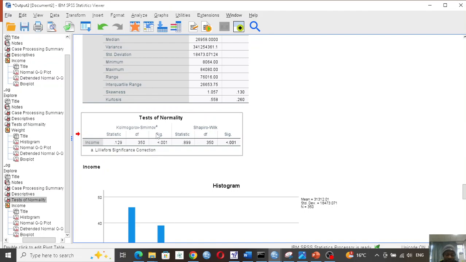Now let's see. When you check this one with the Kolmogorov-Smirnov, you could see that the p-value, that's the significance value here, is 0.001, which is less than 0.05. And when you come to this side, it is 0.001, which is also less than 0.05. That means that this particular data set has violated the rule of normality. In other words, it does not meet the normality test. And for that matter, we use a non-parametric test for our further analysis.